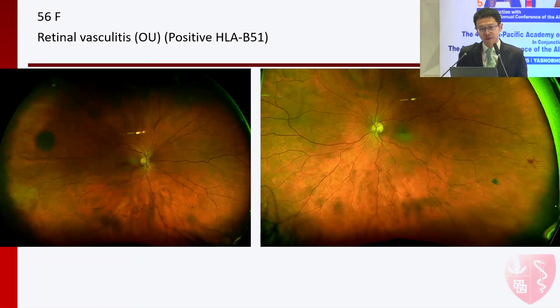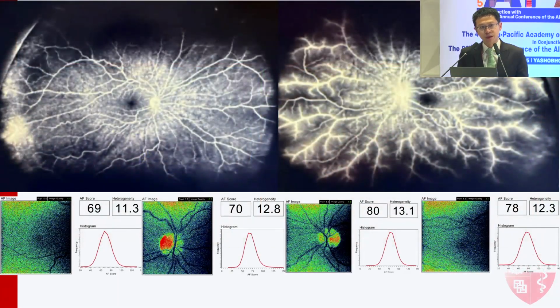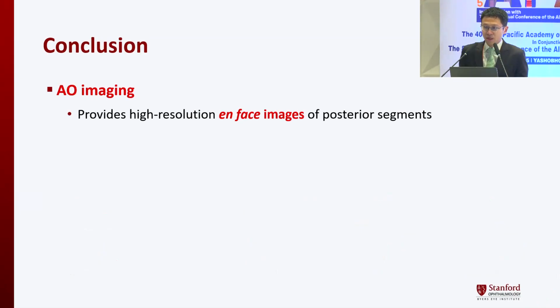And the last case is a 56-year-old female. The diagnosis is retinal vasculitis with positive B51. Fluorescein angiography shows diffuse retinal vascular leakage and also involvement of the optic nerve. And as expected, in the lower panel, we could see a marked elevation of the FPF score, not only in the macula, but also in the optic nerve. We can see the red color that shows the increase of the FPF score, therefore indicating that the whole retina is now under metabolic stress.